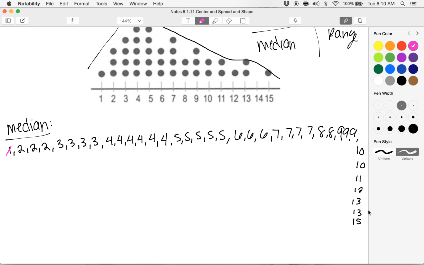Cross out the front number. Cross out the last number. Cross out the next one. And the last one. The next one. And the last one. Oh, we're going to be here for a while. And we have like a million numbers here, so this is going to take a while. Sorry, guys.